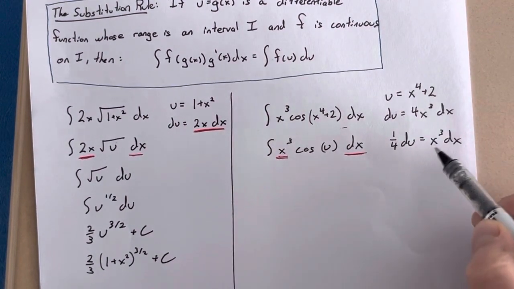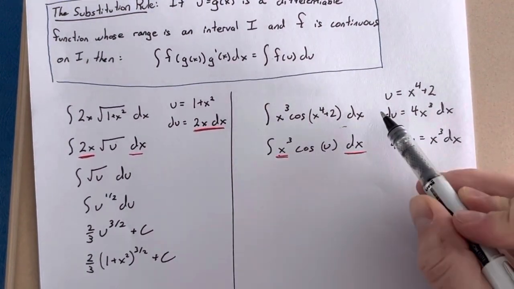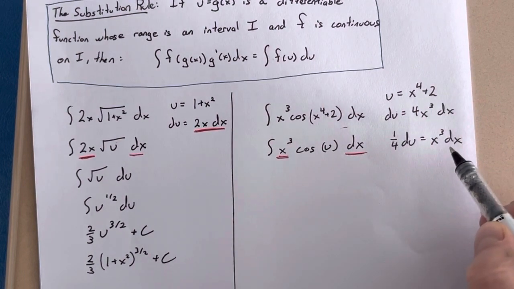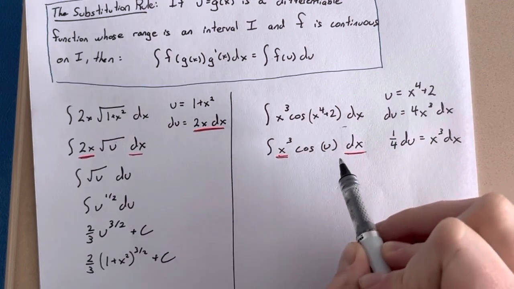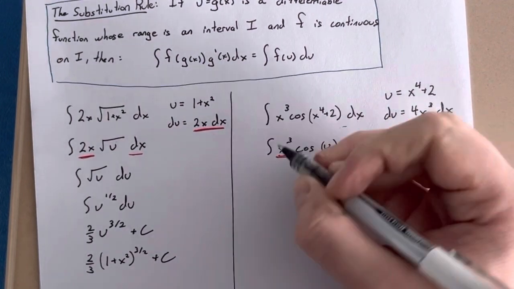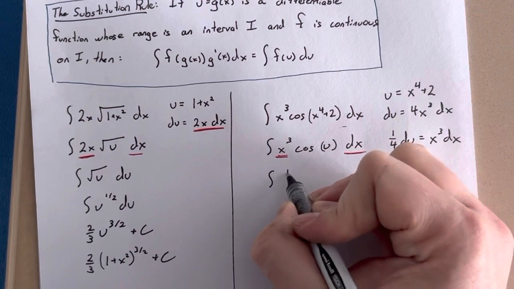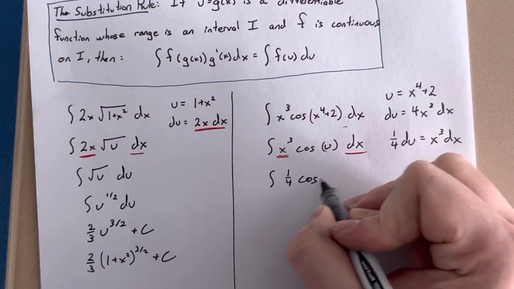So here, since I wanted an x to the third dx, I can divide this 1/4 over. So I know if I'm substituting this x to the third dx in for this underlined red portion, it only costs us 1/4 du. So I need a 1/4 here. The cosine u is still there.